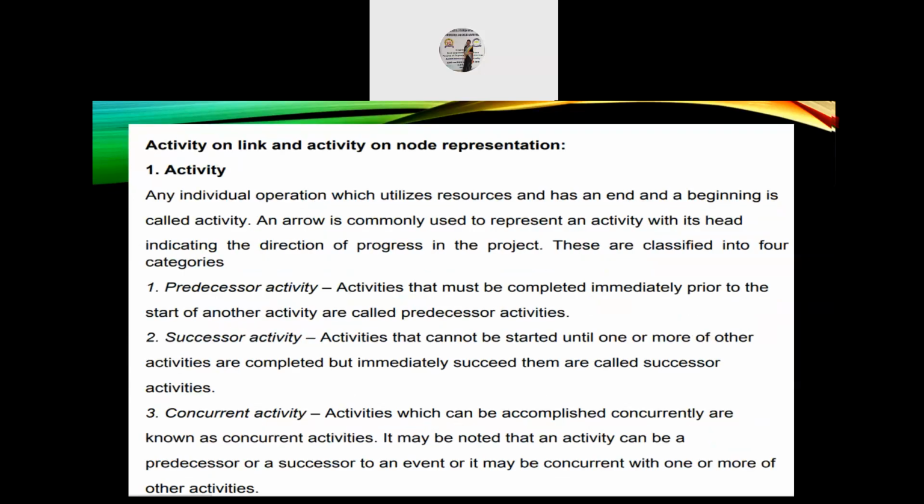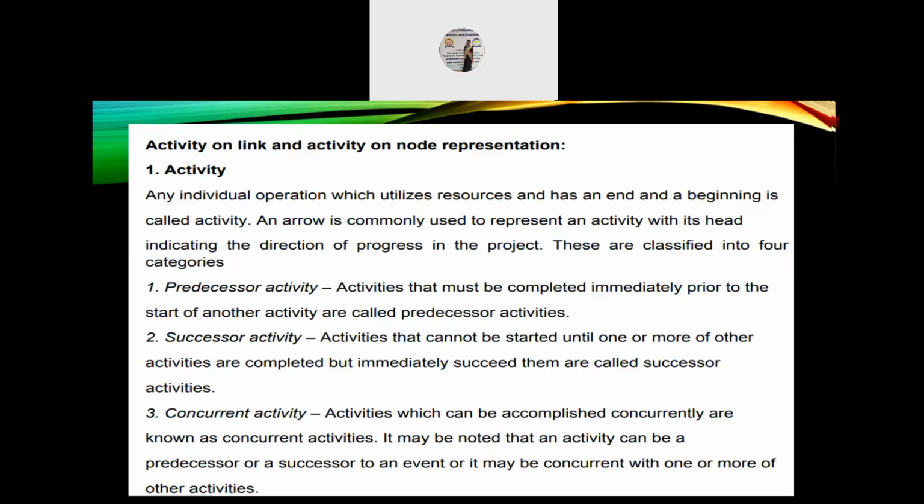Next topic, activity on link and activity on node representation. The first one, activity. An individual operation which utilizes resources and has an end and a beginning is called an activity. An arrow is commonly used to represent an activity with its head indicating the direction of progress in the project. These are classified into four categories: predecessor activity, successor activity, concurrent activity, and the fourth one is in the next slide. So the first one is predecessor activity.